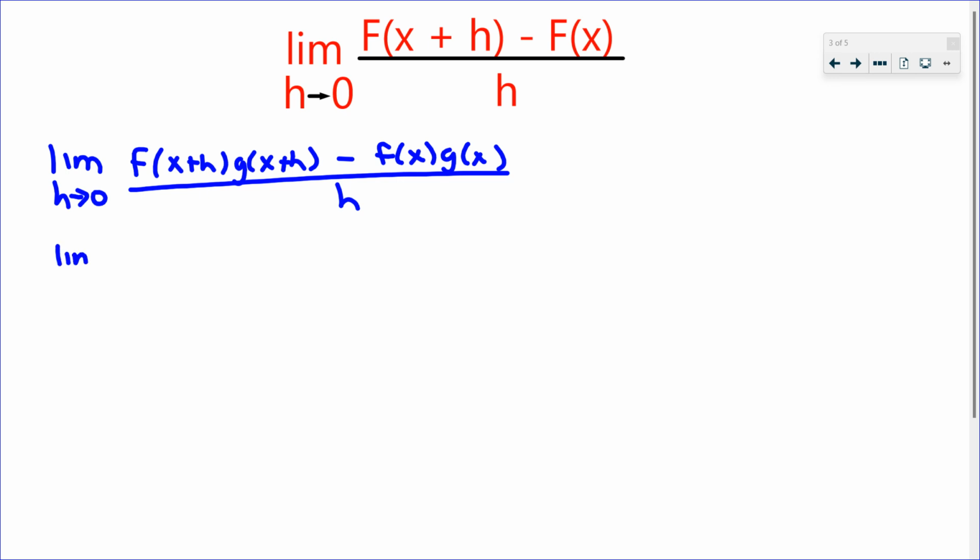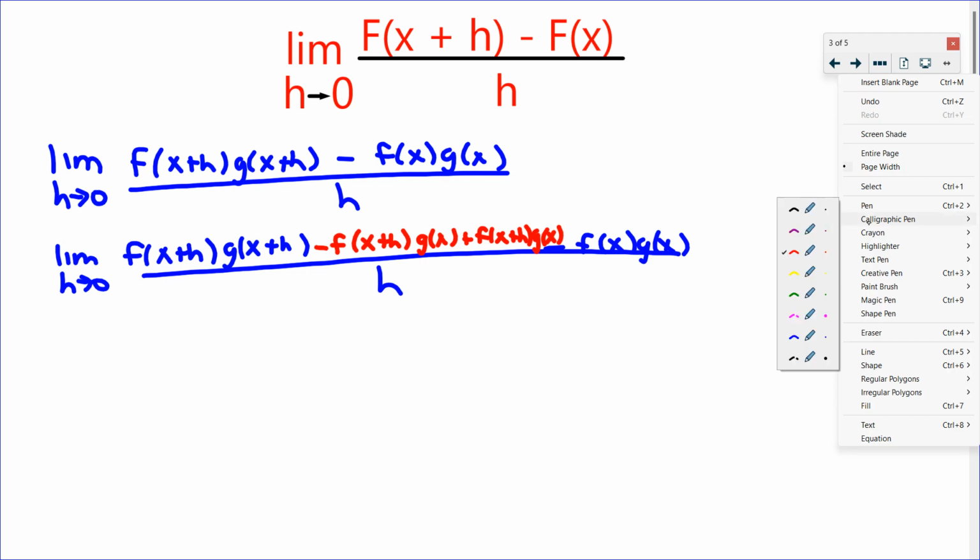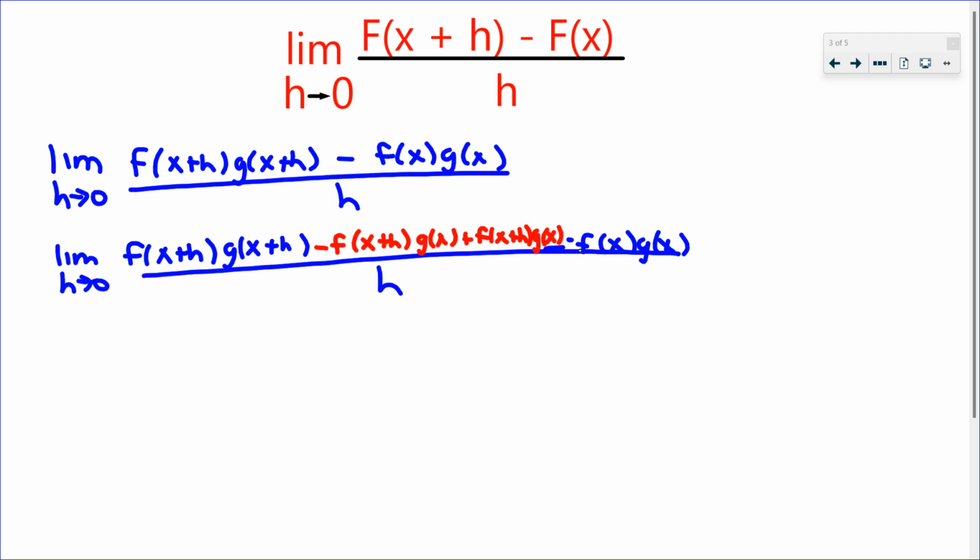So I'm going to change this form a little bit. I'm going to keep my first and my last part, but in the middle, I'm going to add and subtract something just to help me with some factoring. Now I can add and subtract anything to a function because adding and subtracting the same thing is like adding 0. So I'm going to subtract f(x+h) times g(x), and I'm also going to add f(x+h) times g(x). So I haven't changed the question because adding and subtracting again is like adding 0.